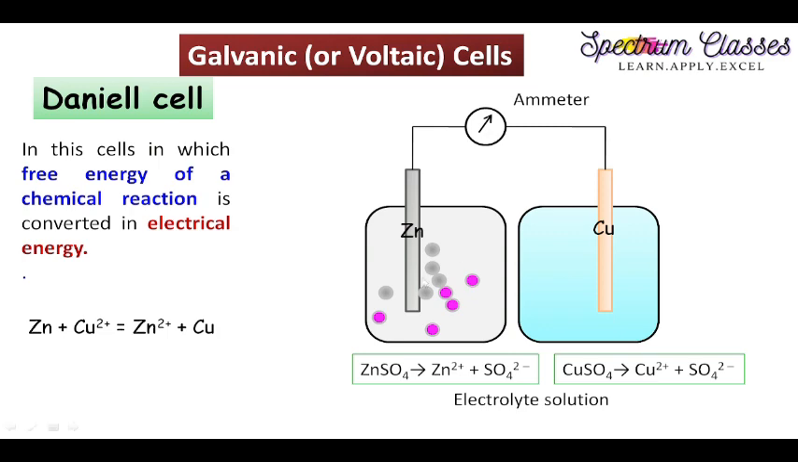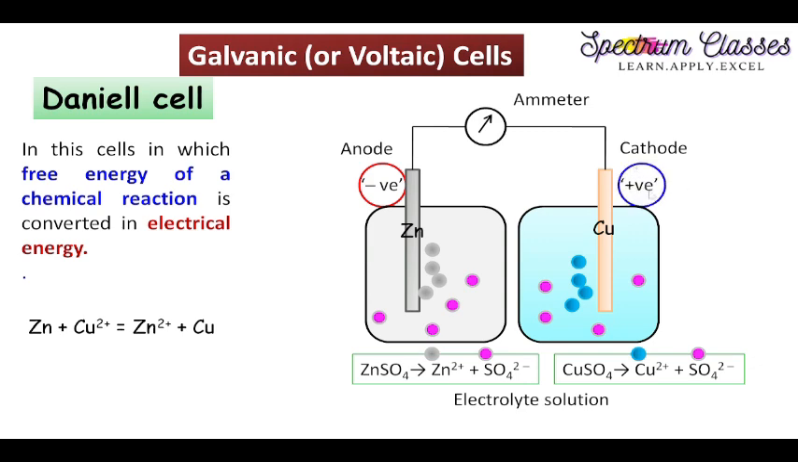So here I have shown these ions with these circles, with different color schemes. Zinc is represented by gray and sulfate by this pink color. Similarly, in copper sulfate, copper is represented by blue and sulfate by pink. So here this zinc rod behaves as anode and this copper rod behaves as cathode. In this case, the anode behaves as the negative terminal, whereas the cathode behaves as the positive terminal.